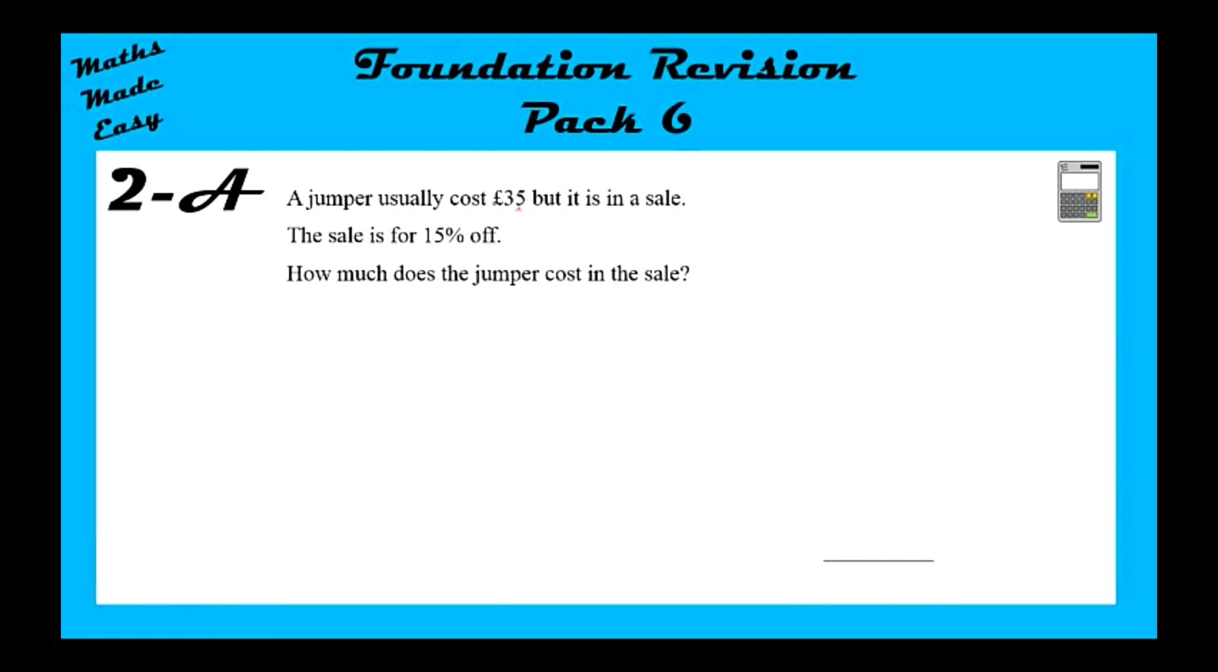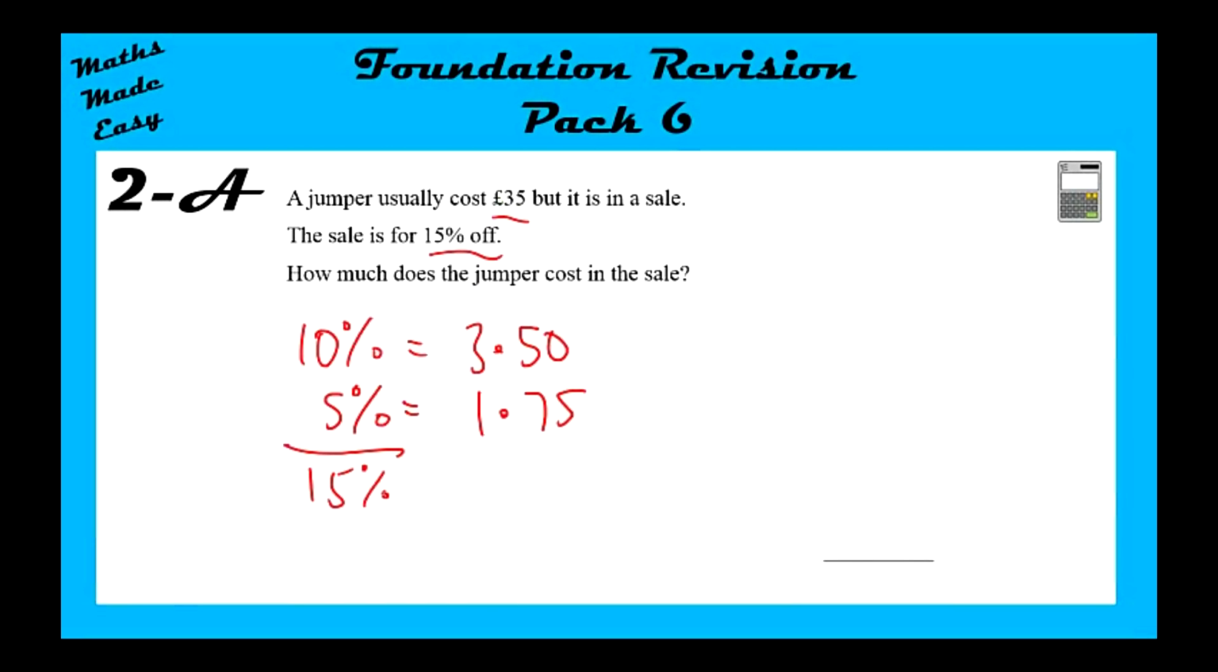Question 2A, so we've got a jumper, it costs £35, sale says 15% off, how much does it cost in the sale? So 10% of 35 is £3.50, 5% is going to be half of that, which is £1.75, add all of that together, you get 15%, which comes out as £5.25, so we've got to do £35, take the £5.25, which equals £29.75.